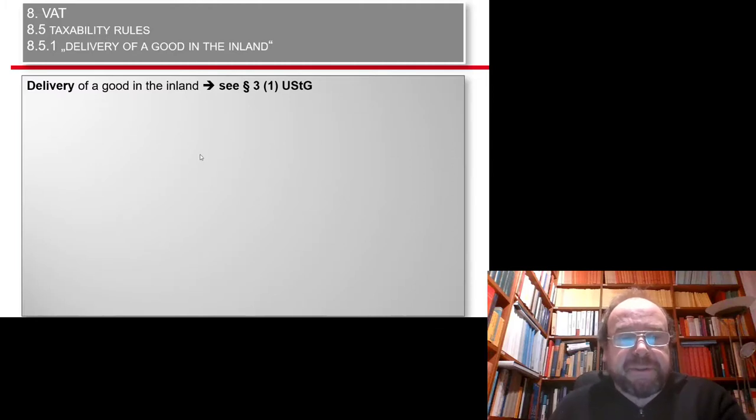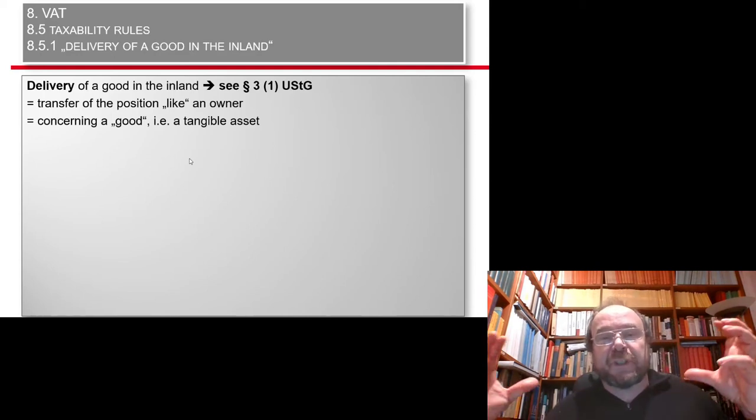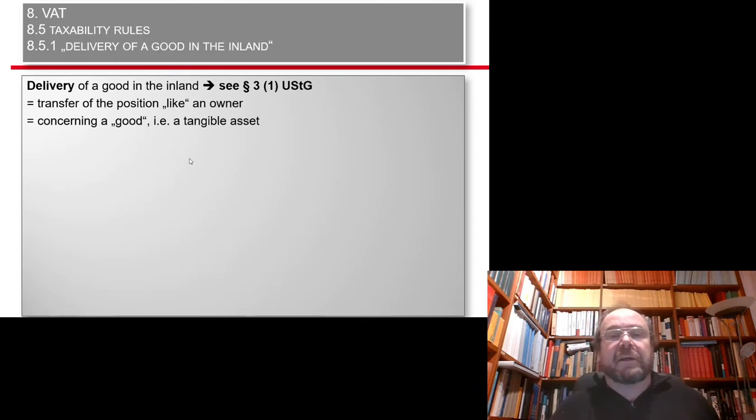So that brings us to the following overview of our delivery rule. The delivery is the transfer of the position like an owner, and it must concern a good, that is, a tangible asset. Tangible is something which can be touched, in contrast to a right, an idea, or something like this. Now, the next question which we have to ask ourselves is if the delivery happened in the inland or not.